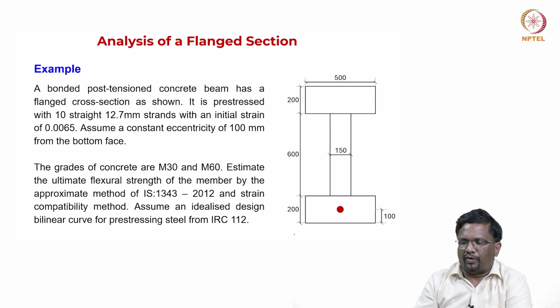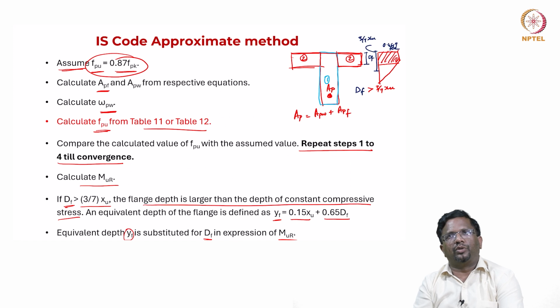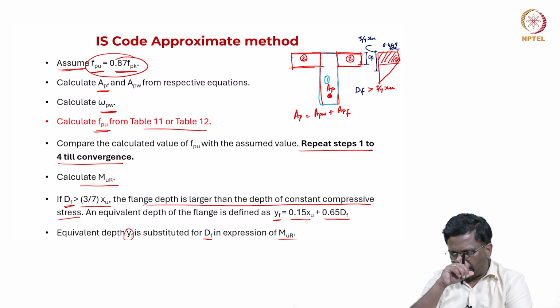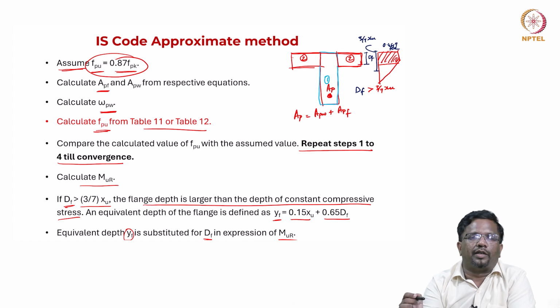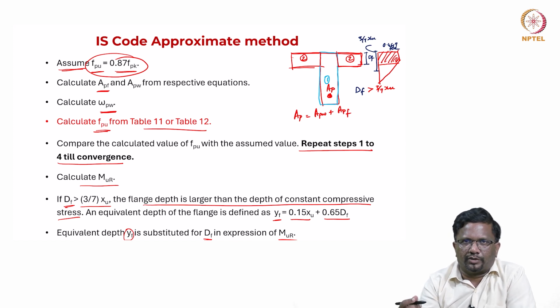Okay. So, this is again using the IS code approximate method for calculating flange sections. Instead of iterating in XU, now we are iterating in terms of the stress that we are assuming, right. So, otherwise everything is the same. Okay.